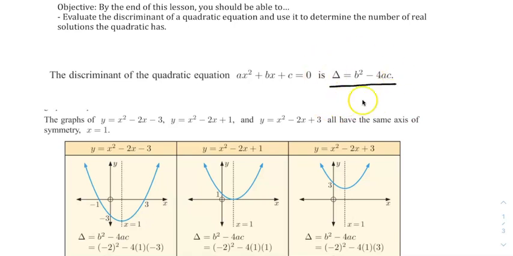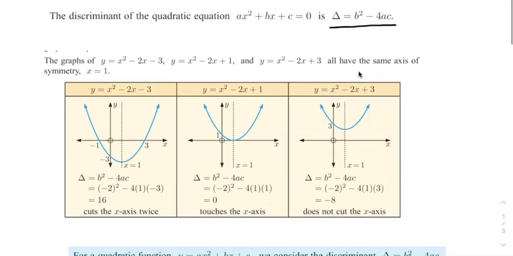Now this comes from the quadratic formula. If you remember the quadratic formula, that is where x equals negative b plus or minus the square root of b squared minus 4ac, all over 2a. So that right there is the discriminant. And what this lets us know is how many real solutions we have. So let's look at an example.